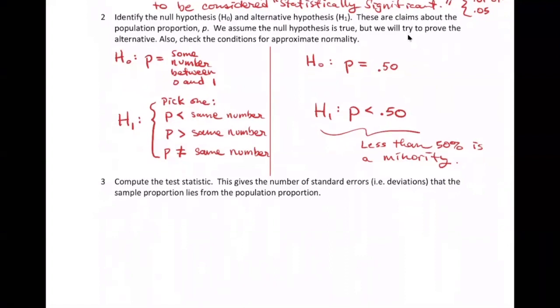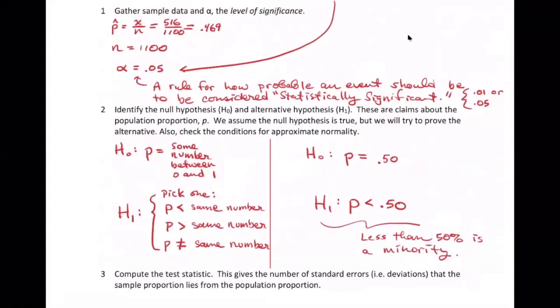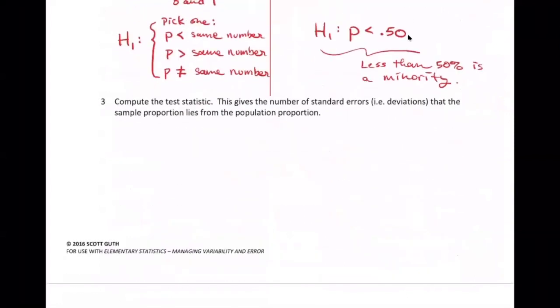Okay, any questions? Next, it says compute the test statistic. This gives the number of standard errors that the sample proportion lies from the population proportion that we're assuming in the null hypothesis. We're going to see how many standard errors our p-hat value is below the mean. So the test statistic is just a z-score. Okay, and we abbreviate it TS a lot, so I want to make sure you see that.